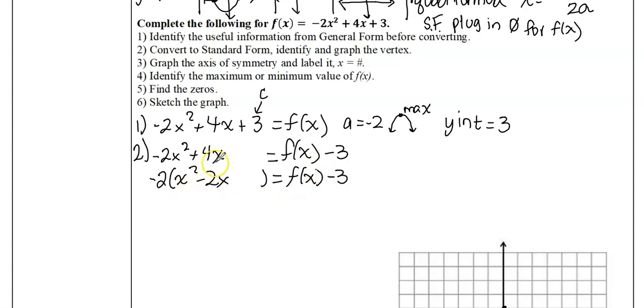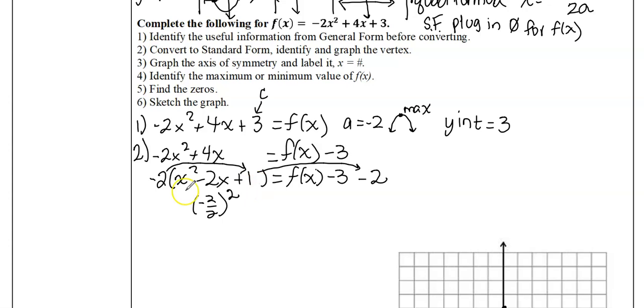And then we will complete the square here. So we will take our b term right here and we will cut it in half and square it. So half of negative 2 is negative 1. Negative 1 squared is 1. Now remember that we're not adding 1 to the right side. Left side, we are adding negative 2 times 1 to the left side, which means that we also have to add a negative 2 to the right side. Okay, to keep our equation balanced.